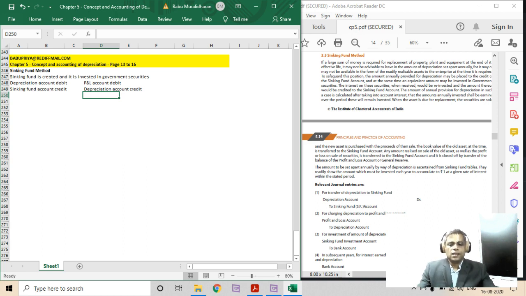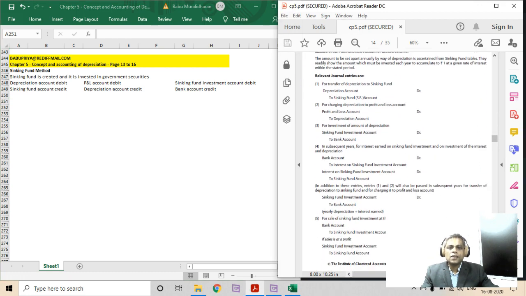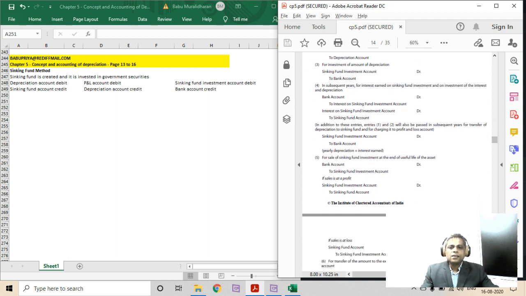The third entry, the most important entry here, is for investment of depreciation in the sinking fund. It will be sinking fund investment account debit and credit to bank account, because it is paid through the bank. So the money that is available as depreciation is invested in the government securities as the sinking fund investment account, right?